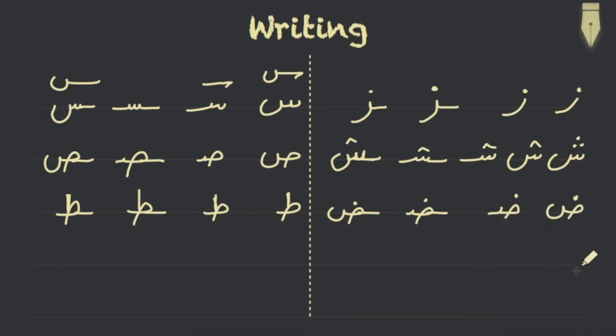For the dha, it's similar to the ta, but with a dot above it. So dot and this vertical line. For the initial form, exactly the same as the isolated form. For the medial form, we precede it by a horizontal line. Similarly for the final form.